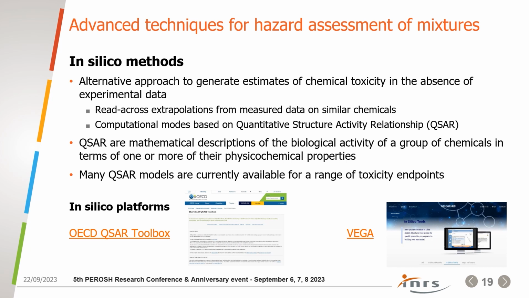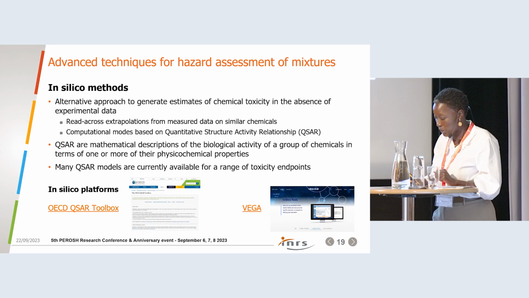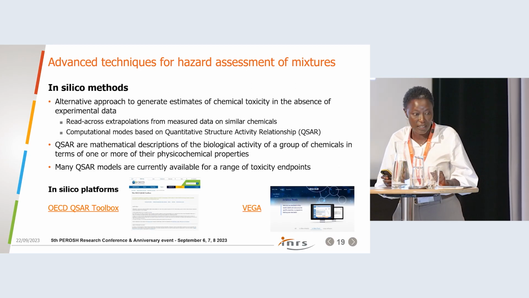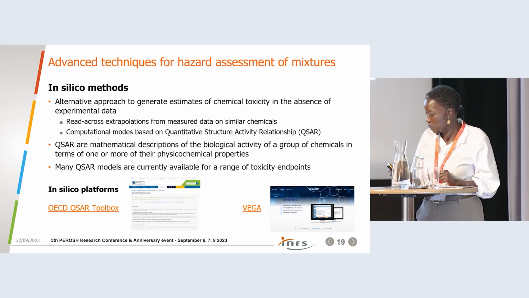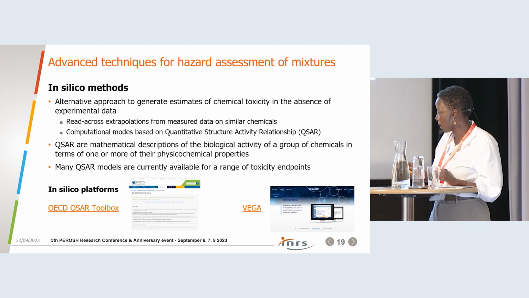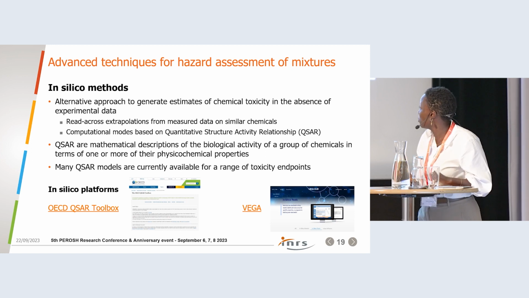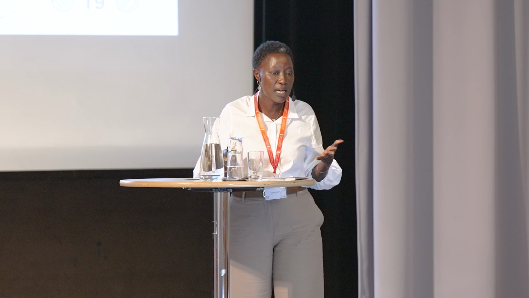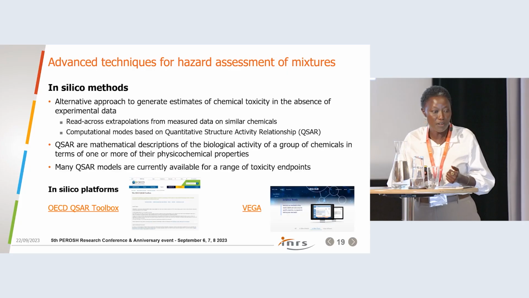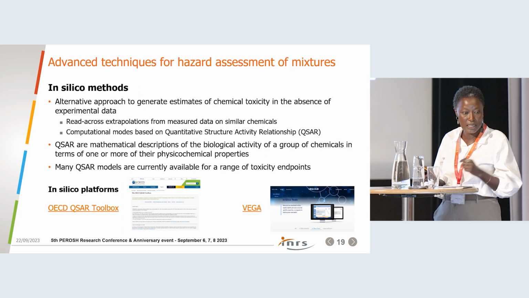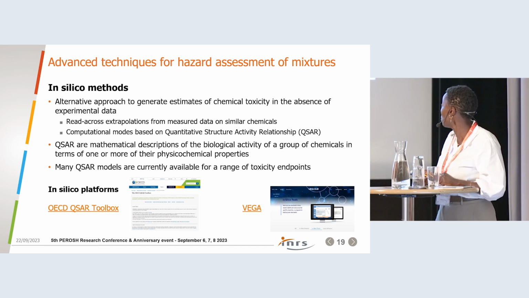The last example for the advanced techniques will be the in silico methods. The in silico methods are alternative approaches to generate estimates for chemical toxicity in the absence of data. And I'll just show you the use of QSAR models, which are mathematical descriptions of the biological activity of a group of chemicals in terms of one or more physical properties. There are a lot of QSAR models available. You can find them in the OECD QSAR platform or in the VEGA platform also.